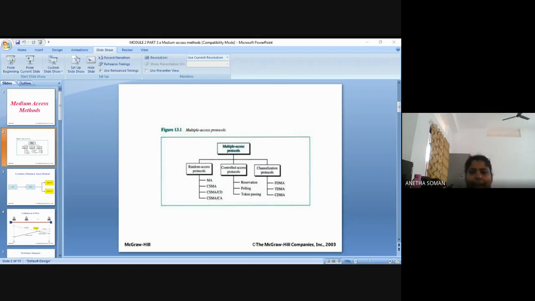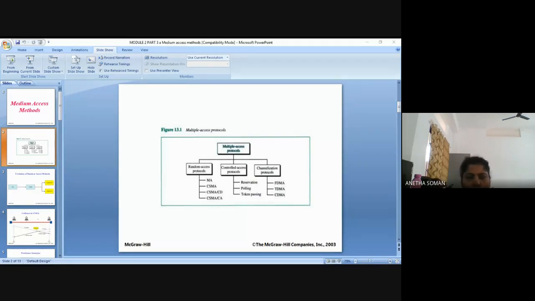Now, every station has the right to the medium. All the stations are equal. So if all have the right to the medium, then sometimes a conflict or collision can happen. So every station must know the procedure it has to follow. When can the station access the medium?